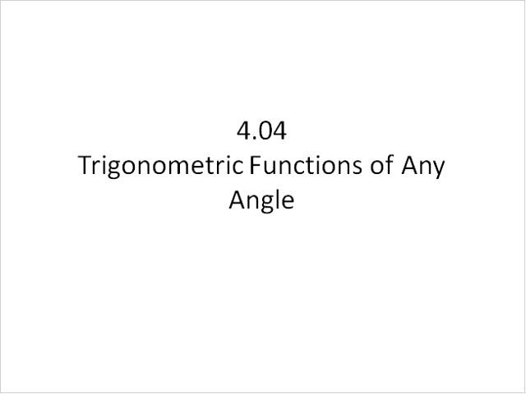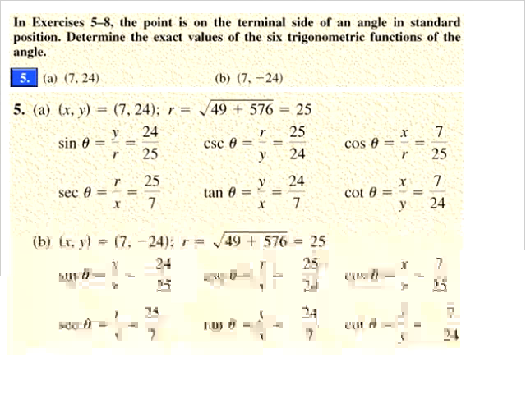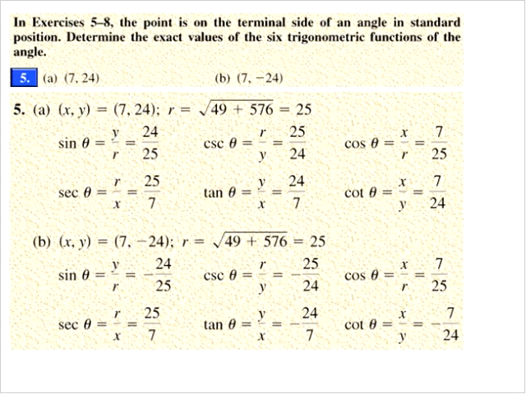This recording is to help you with lesson 4.04, trigonometric functions of any angle. So let's start off here, and we're going to find the 6 trig functions of the point (7, 24) and (7, negative 24). Well, the first thing we need to do is find r.